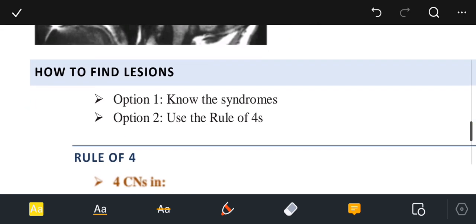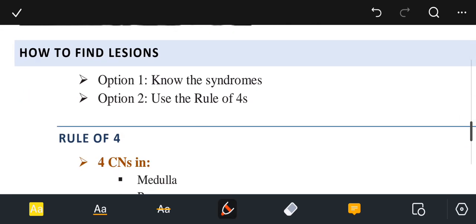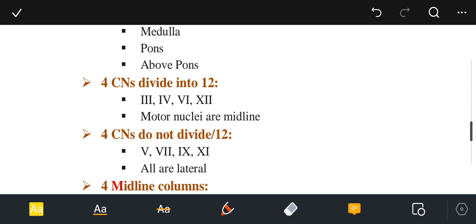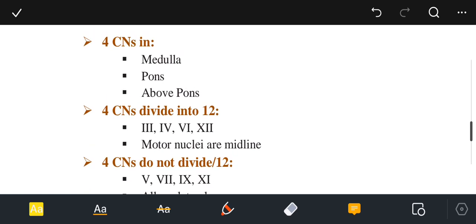How to find the lesions? Option 1, know the syndromes. So you have to know the syndromes. Option 2, use the rule of four. Now what is the rule of four? It is a very important rule. 4 cranial nerves are present in the medulla, 4 are present in the pons, and 4 are what? 4 above the pons.